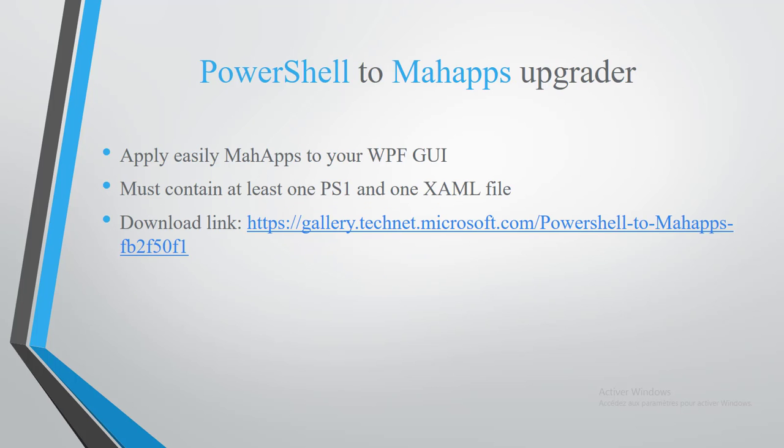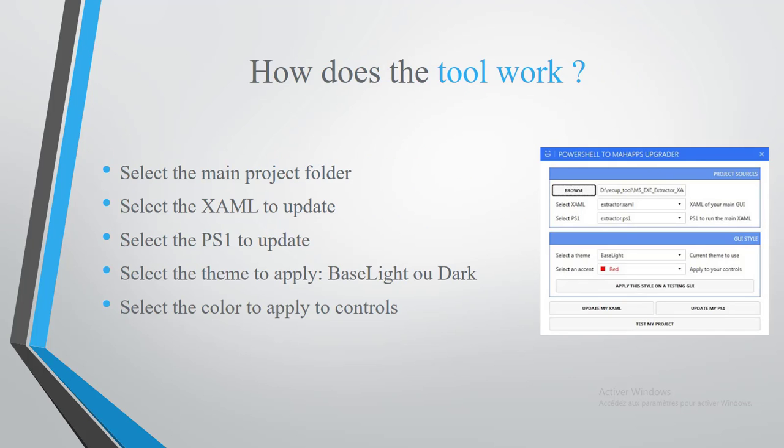I will show you after a little tool I did with PowerShell to upgrade your WPF GUI in order to add the MahApps theme. This looks like this. You have to browse your main project to select your main XAML file, to select your main PS1 file. You can select the theme you want to apply and the color you want to apply to your control. Then you will be able to update your GUI.